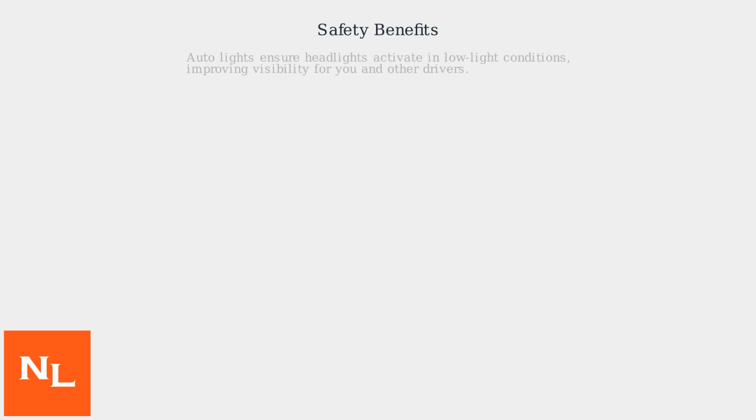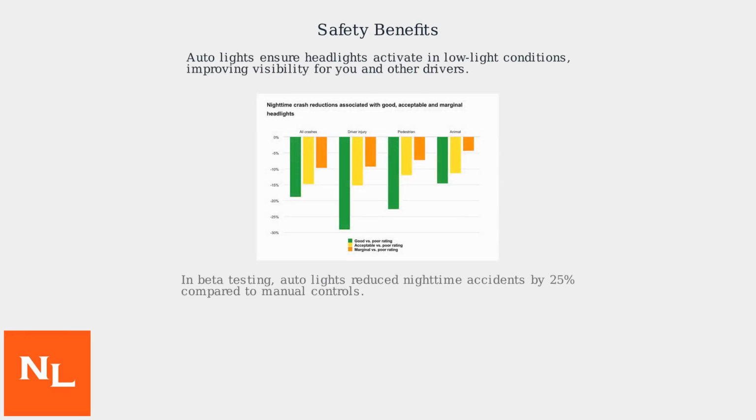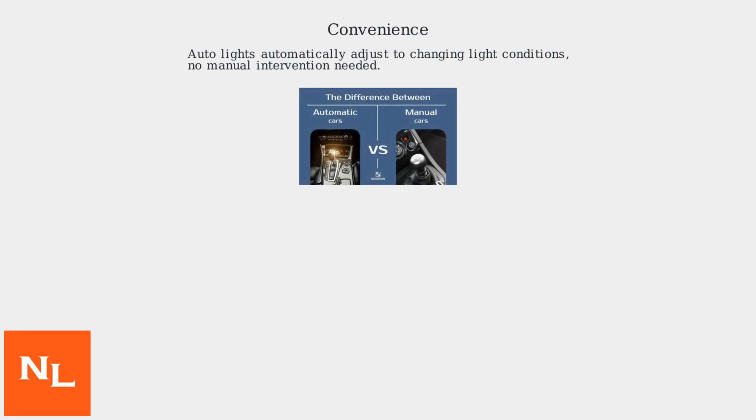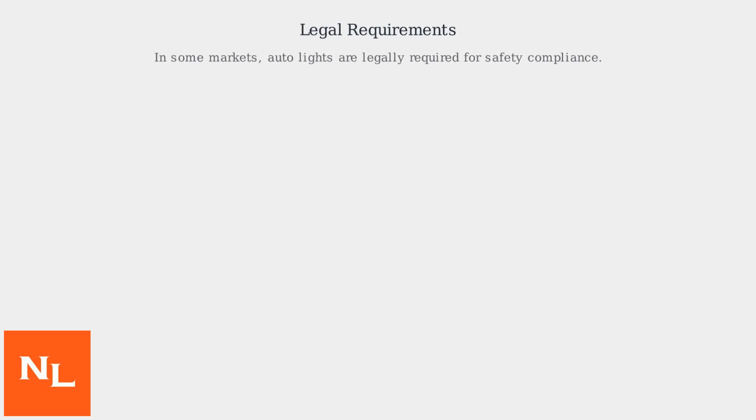Auto lights enhance safety by ensuring your headlights are always on in low light conditions. This improves visibility for you and other drivers. In early beta testing, auto lights reduced nighttime accidents by 25% compared to manual controls. They also add convenience, automatically adjusting to changing light conditions without requiring manual toggling. In some markets, auto lights are legally required to ensure vehicles meet safety standards.